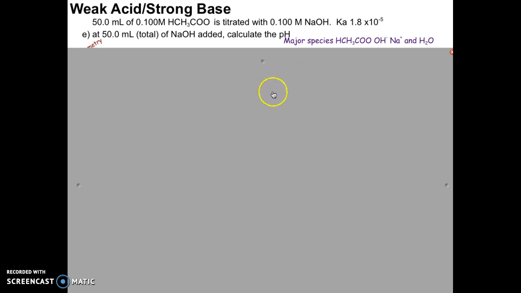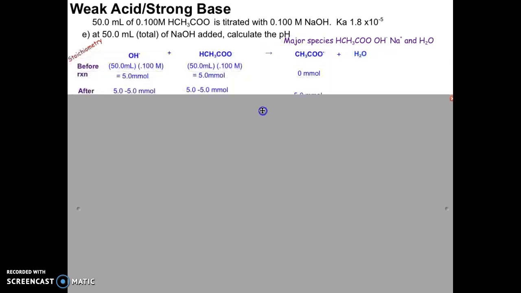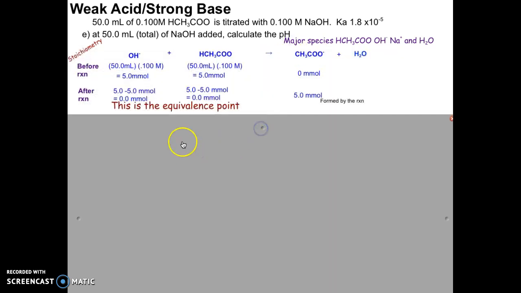Okay, hopefully that's ringing some bells for you right now. You should say, hey, wouldn't that be the same amount of stuff? And yes, we are talking about the same amount of stuff. Our major species are still the same. But when we look at the stoichiometry piece of this, since we are talking about 5 millimoles of OH and 5 millimoles of acetic acid, then we allow this reaction to happen, like literally think in your mind, allowing the OH to bump into this.